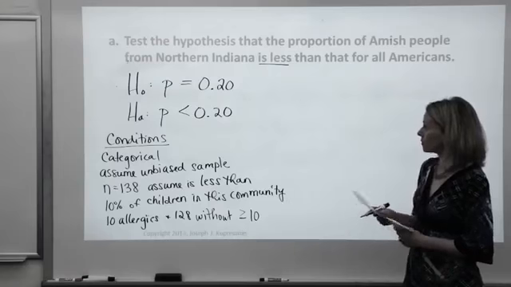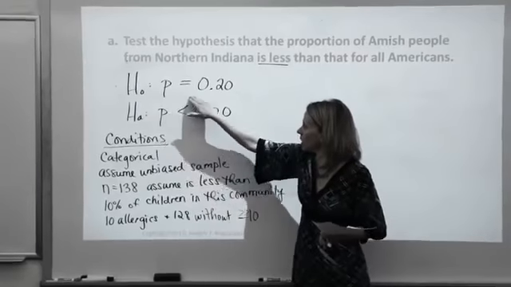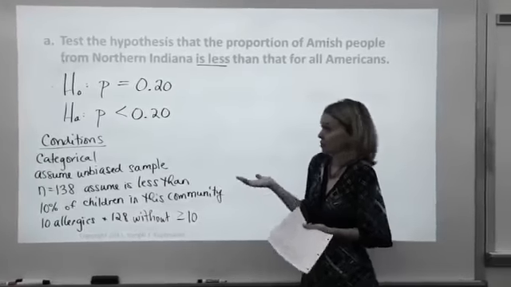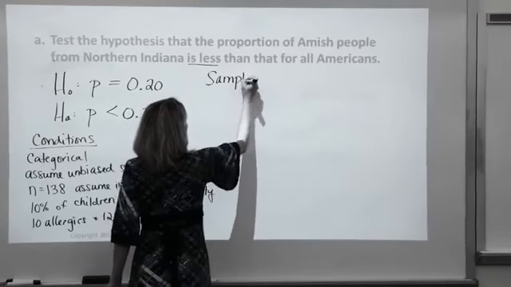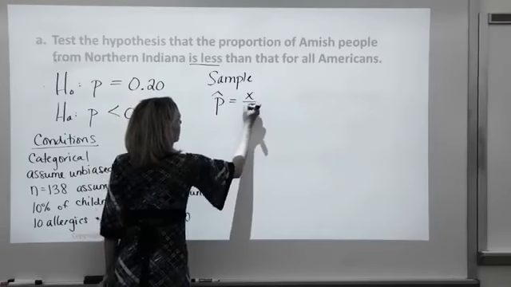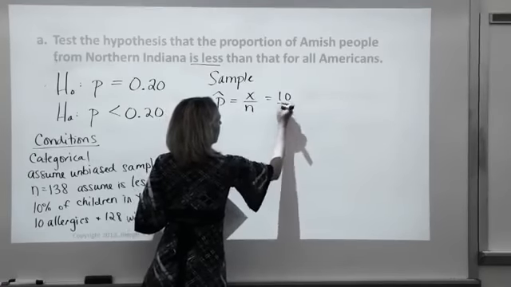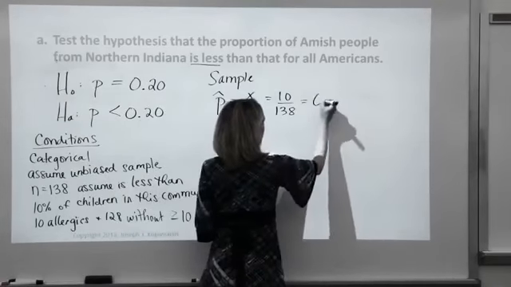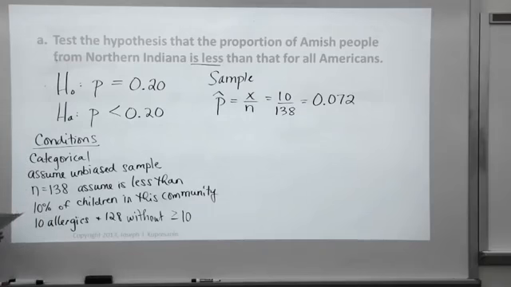Since this is a proportion problem, the next thing you do is compute your z-test statistic. To do that, we need a few things. We know what our hypothesized value of p is. We know what our sample size is. From the data, we need to figure out what was the percentage in the sample that had allergies. So from the sample, there were 10 kids that had allergies out of the total. If you take 10 out of 138, let's see. In the sample, it was just over 7% had allergies. You get 0.072, so about 7.2% in the sample had allergies. And now you're ready to compute your test statistic.